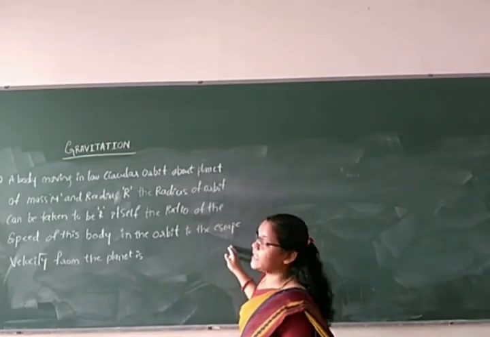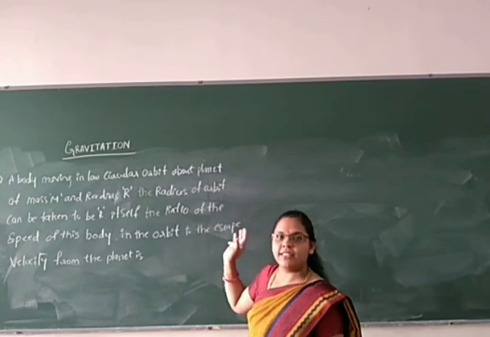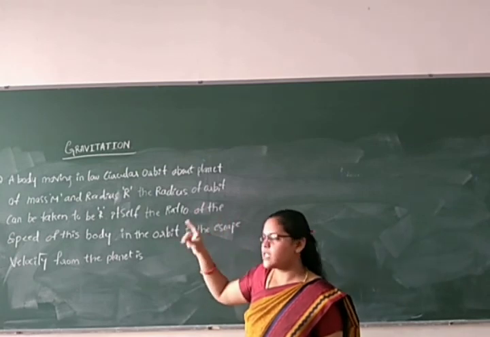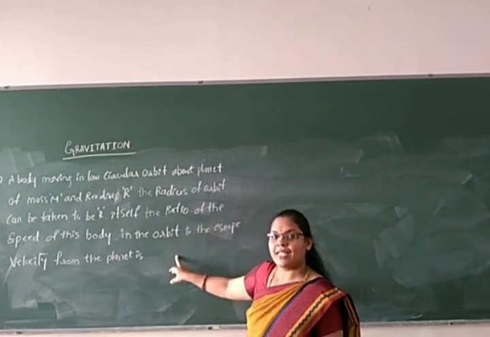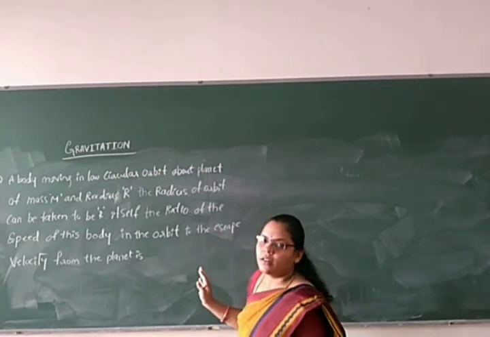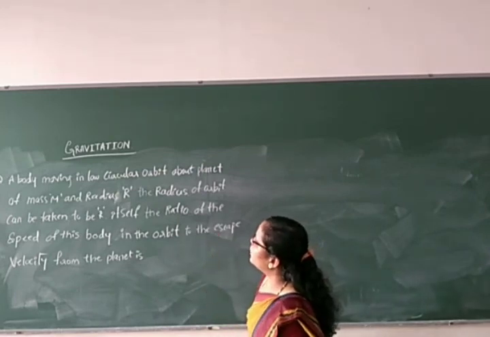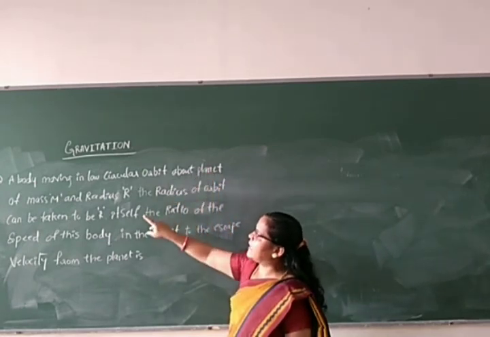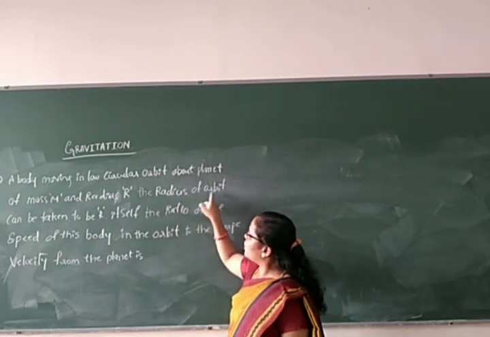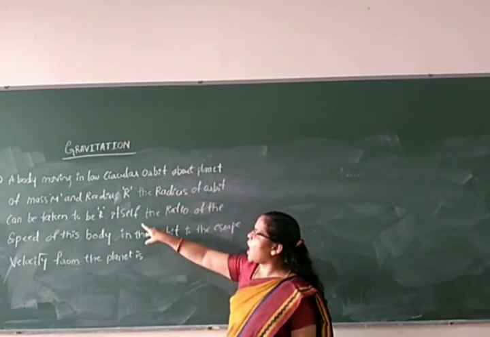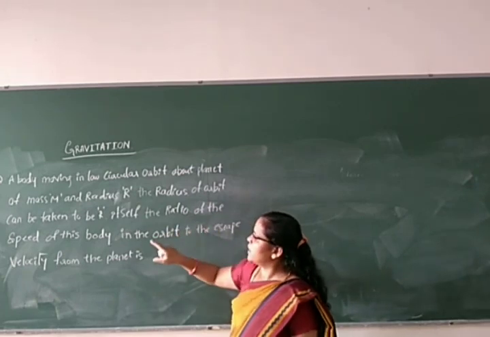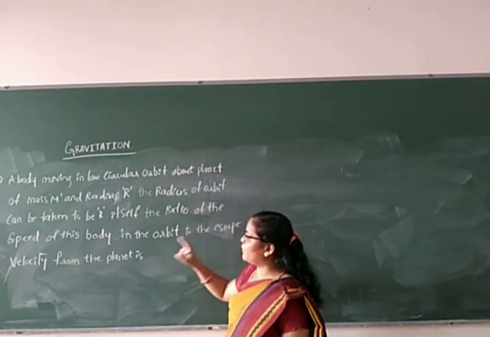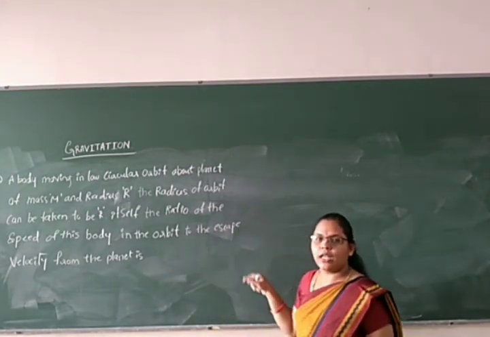One more numerical problem that is very interesting here, which we have already discussed in some previous classes. While solving it you will see the relation between the orbital velocity and the escape velocity. It is based on that topic only. A body is moving in a low circular orbit about a planet of mass m and radius r. The radius of the orbit can be taken to be r itself. Then find the ratio of the speed of this body in the orbit to the escape velocity from the planet. So we have to take a ratio of it.